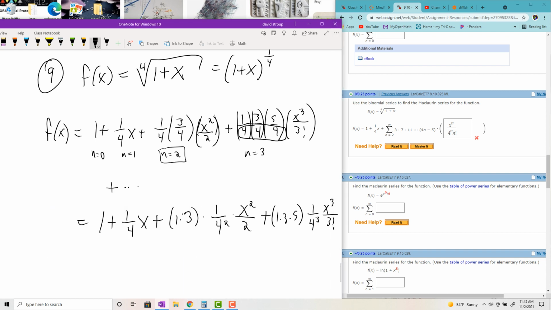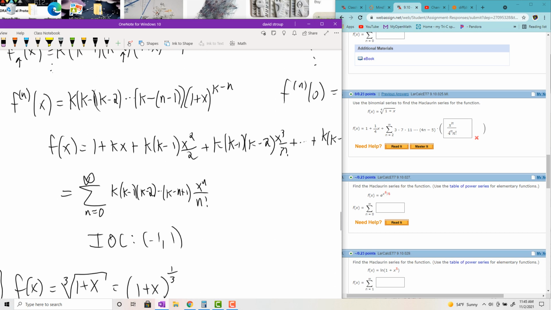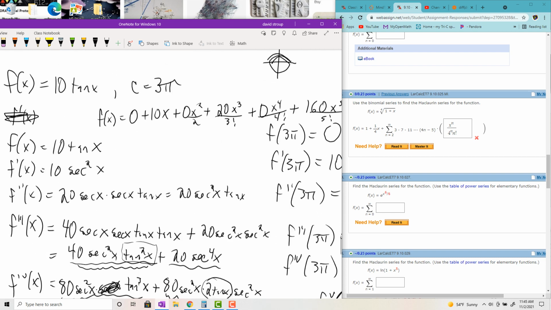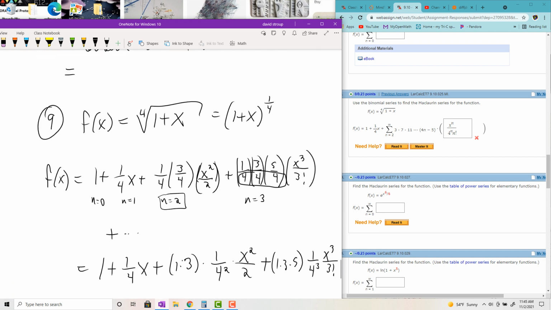So these terms right here, if you remember, what are they? Scrolling back up, K times K minus 1, right? So yeah, I think there's a negative floating about. The first one would have been 1/4 times K minus 1. So this is K, and then we have 1/4 times 1/4 minus 1. There it is. So this is actually 1/4 times negative 3/4.